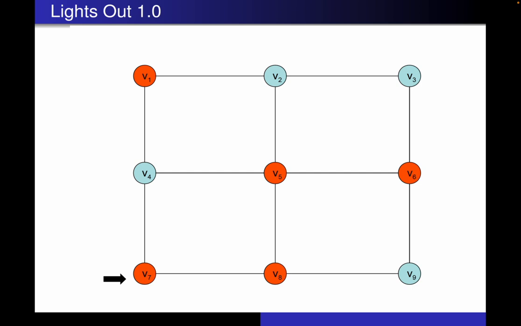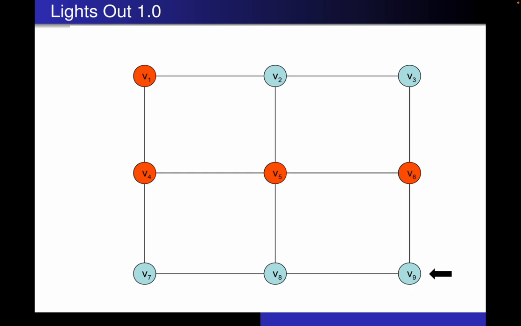So we're going to start by pushing that one in the lower left where the arrow is pointing to, V7. Notice that V7 is adjacent to V8 and adjacent to V4. So when we push that button, V7 and the two right next to it will change. So V4 will change orange, V7 and V8 will change blue. Is that right? Yeah, nice one.